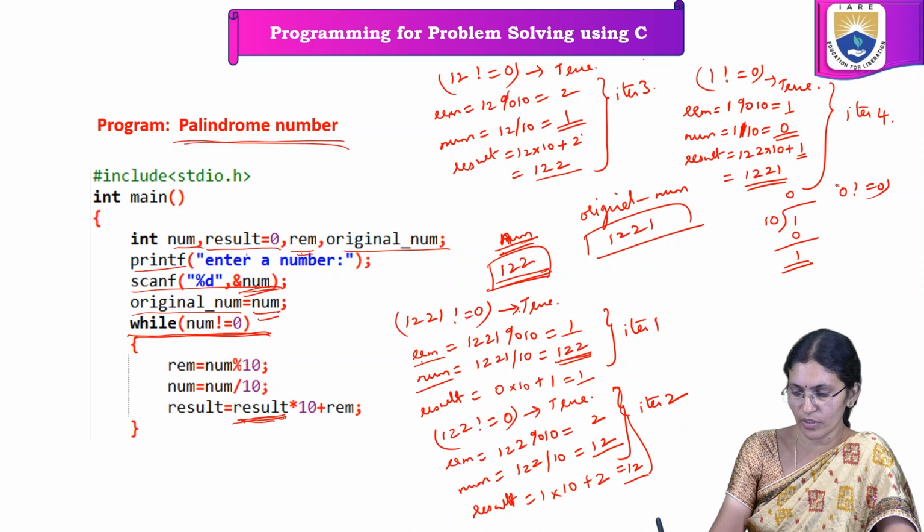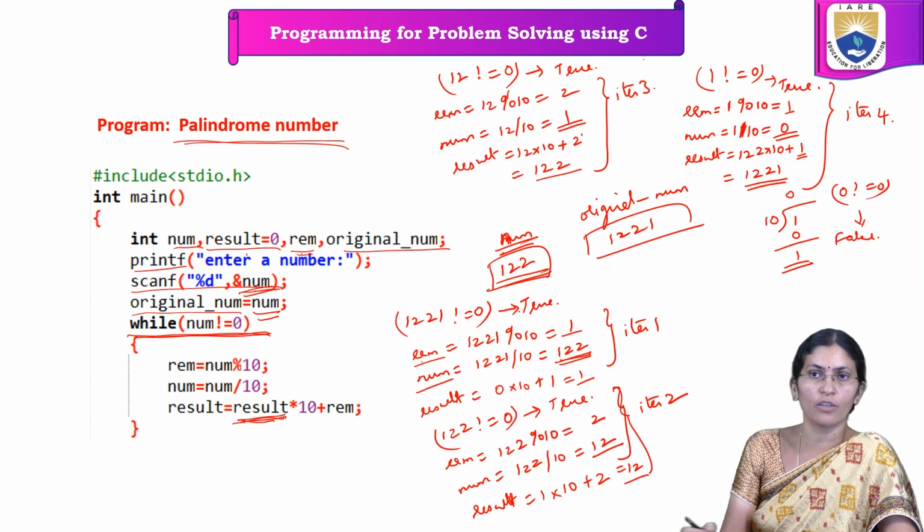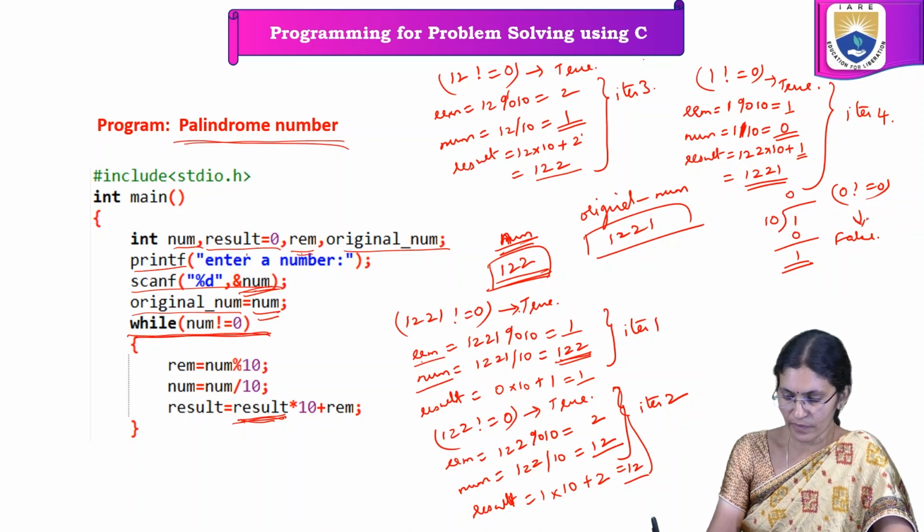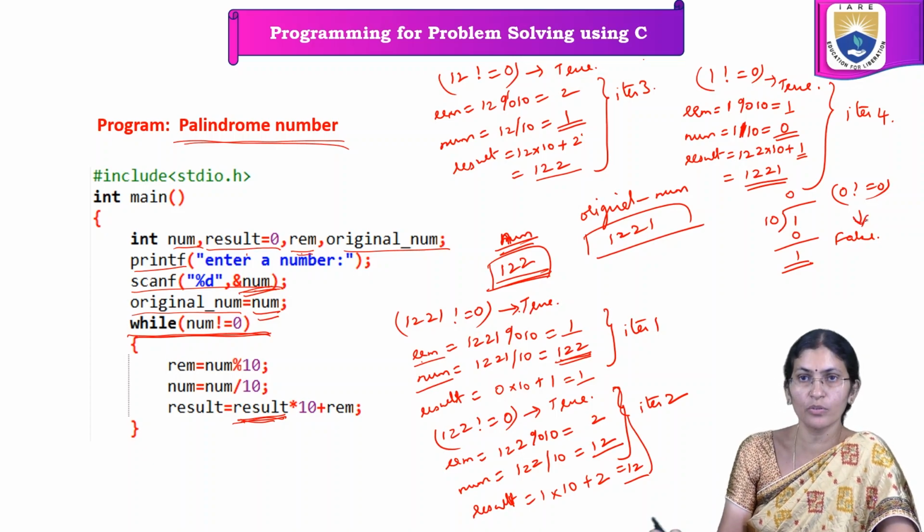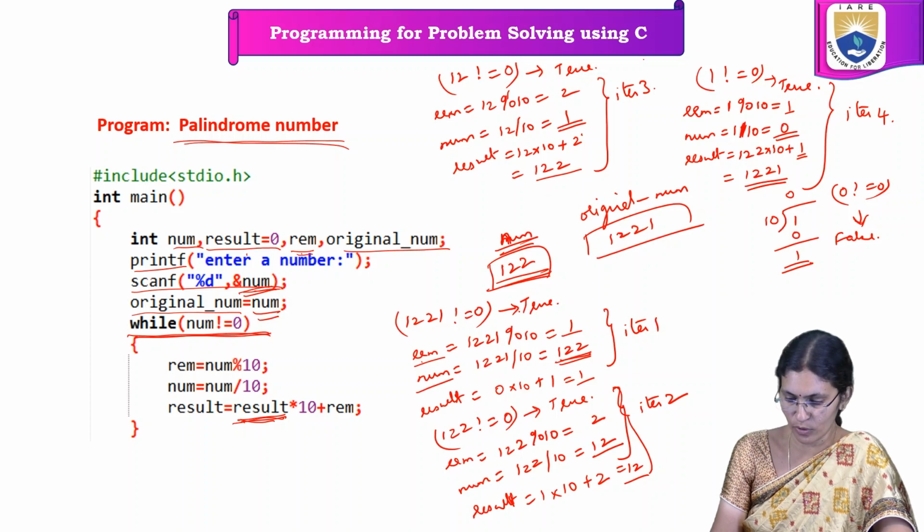0 not equal to 0 means this is evaluated to false. So now these statements will not be executed. So in this way, now how you can check whether the given number is palindrome or not.